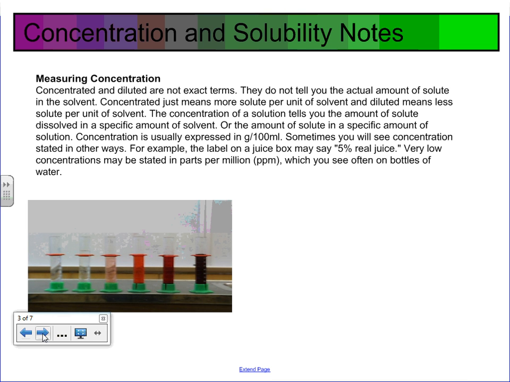Concentration is usually expressed in grams per 100 milliliters. Sometimes you will see concentration stated in other ways. For example, the label on a juice box may say 5% real juice. Very low concentrations may be stated in parts per million, which you often see on bottles of water.